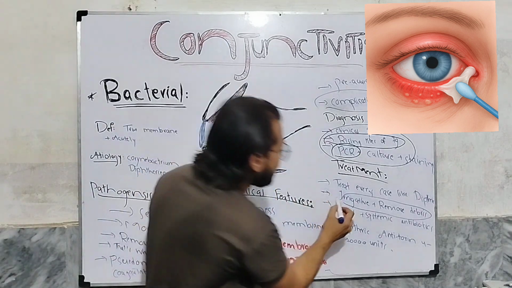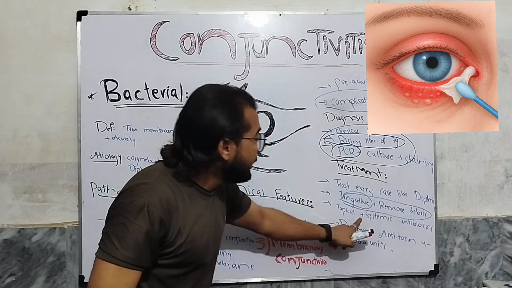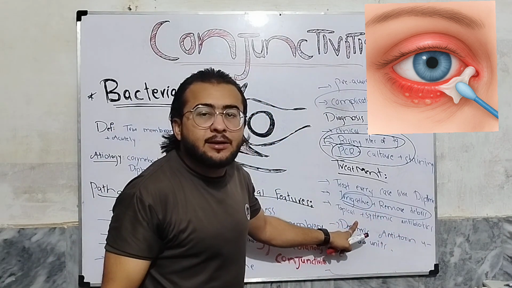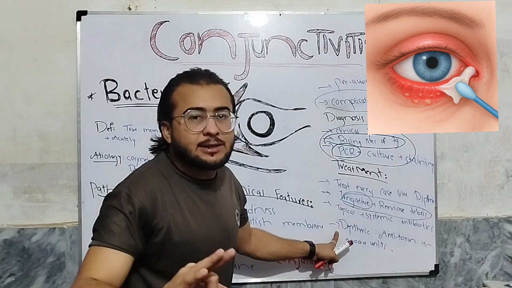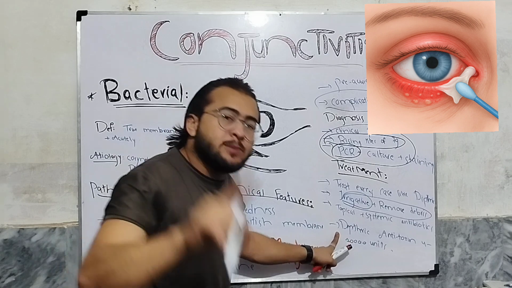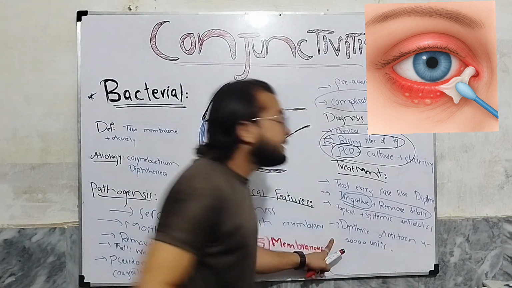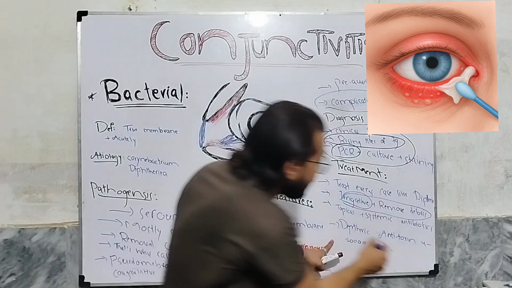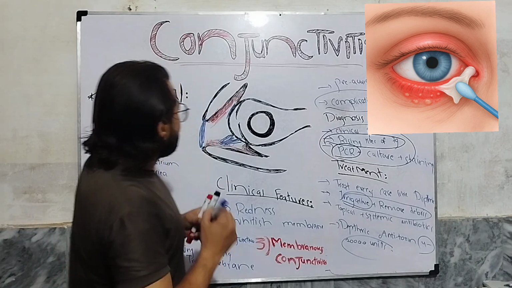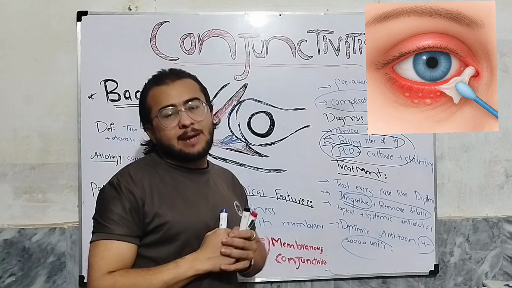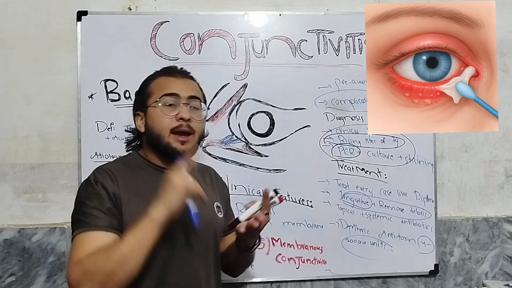So first we will irrigate the eye and remove the debris and discharge. Then we will give topical and systemic antibiotics, and most importantly, as I told you, every case of membranous conjunctivitis should be treated like diphtheric conjunctivitis, and we will give diphtheric antitoxin in a dose of 4 to 10,000 units. So this was about the bacterial types of conjunctivitis. We discussed mucopurulent conjunctivitis, purulent conjunctivitis, and membranous conjunctivitis.